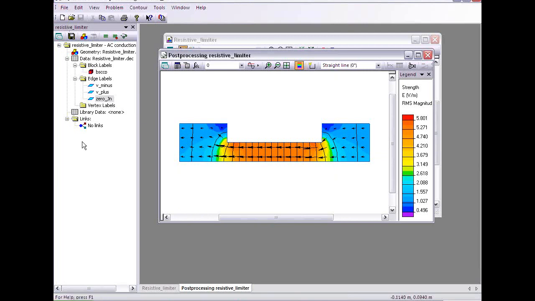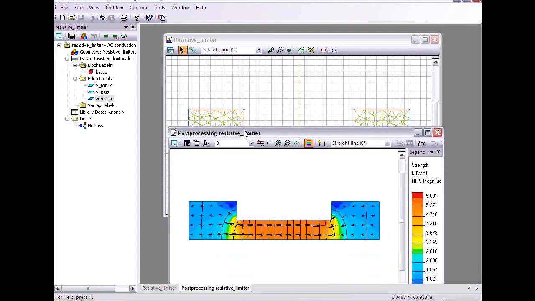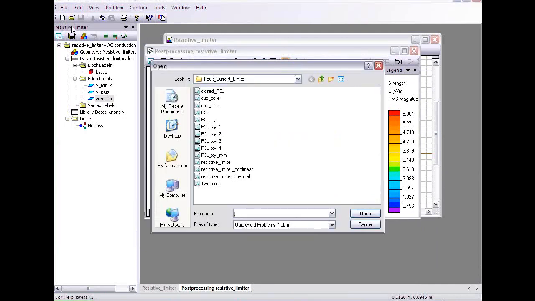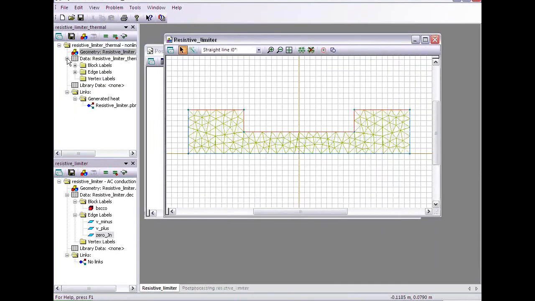Now, when we couple it to a thermal problem, we're going to export the Joule heating here into the thermal problem, and these have to share the same model file. So the same model file that we have for this one is also shared with the thermal field problem. Okay. So in the case of the thermal field, it's the same model file. We have coupled the generated heat from the resistive limiter problem.